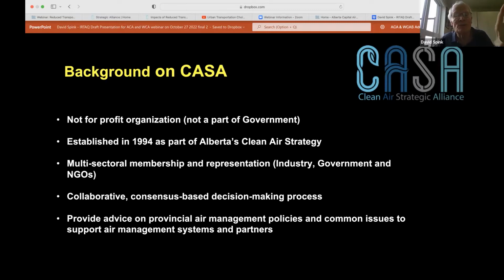So CASA is a not-for-profit organization, not part of government, but there because in 1994, the government decided that it would be useful to have a multi-stakeholder group that would help implement, at that time, Alberta's first clean air strategy. We've got multi-sector membership: industry, government, and NGOs. And although Airsheds are not a formal part of CASA, they're an integral part of the work that CASA does and very involved in many of our projects, as you'll see in a minute. And it's a collaborative, consensus-based decision-making process.